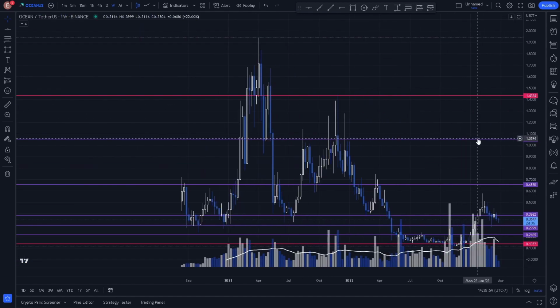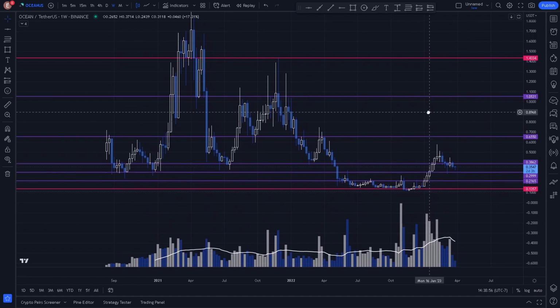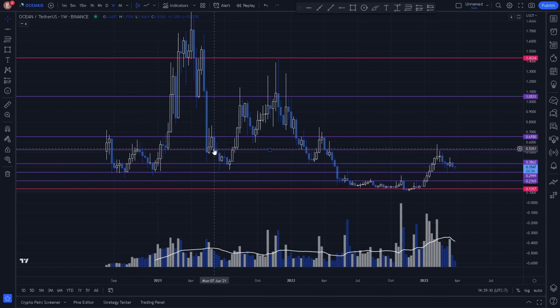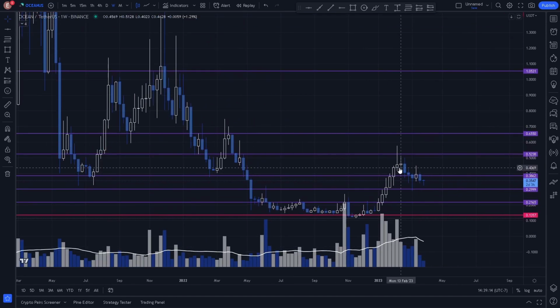So, zooming out, what else do we notice? We can go ahead and see a key level right here. Multiple reactions acting as resistance and support. And notice how our most recent price action reacted to the same key level.